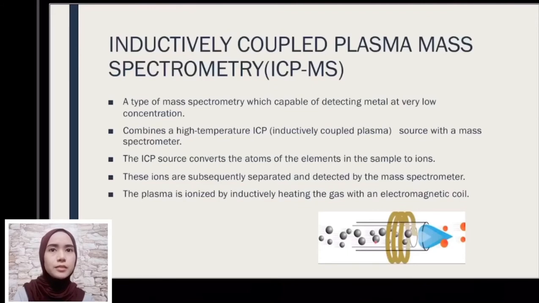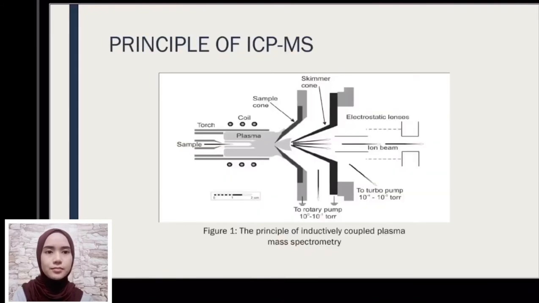And then the plasma is ionized by heating the gas with an electromagnetic coil. Plasma is one of the three states of matter. It consists of free electrons, positive ions, and neutral atoms. Based on the figure, the blue flame is the inductively coupled plasma. The grey one is the sample to be analysed, which passes through the inductively coupled plasma, and due to the high temperature of the plasma, the sample is ionized.